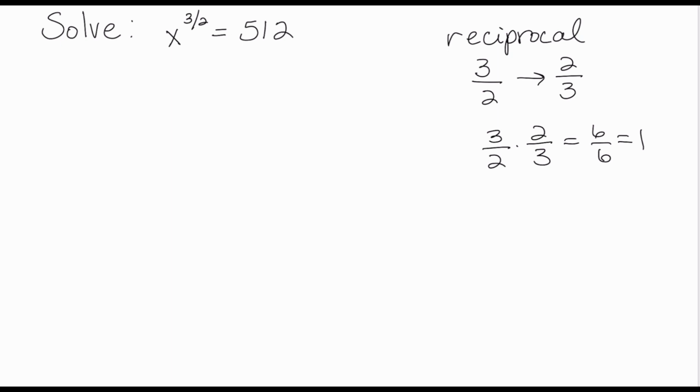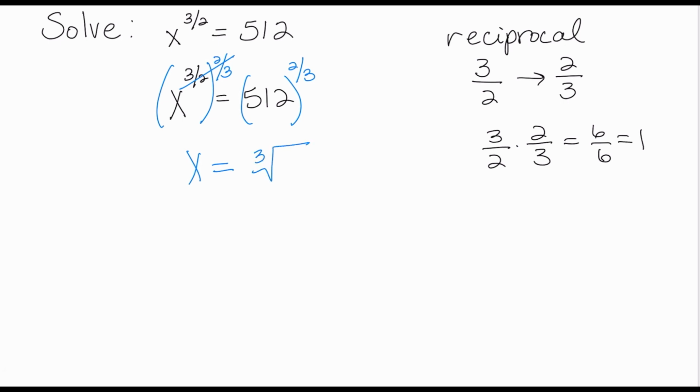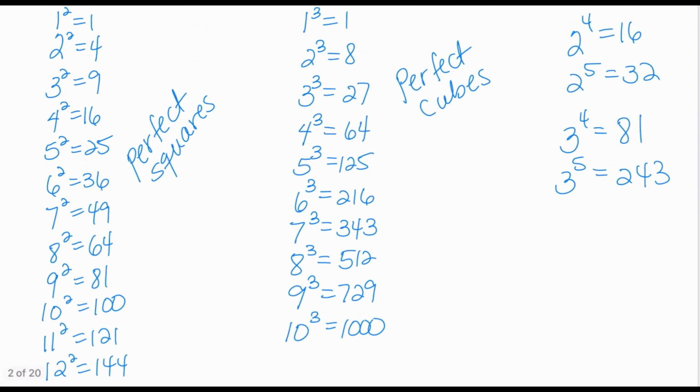So what I'm going to do right now with this problem is raise both sides to the reciprocal 2/3. On the left-hand side, this becomes 6/6. So those exponents just cancel because that becomes 1. And I'm left with x equals 512 to the 2/3 power. The 2/3 power means the cube root of 512 squared. The cube root of 512, hopefully you remember from that list that we saw. If not, let's go ahead and take a look at the list. What would be the cube root of 512?